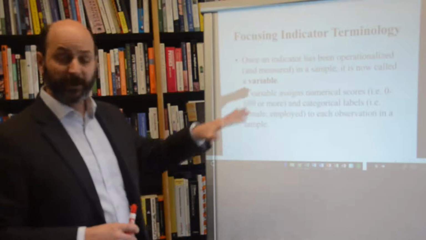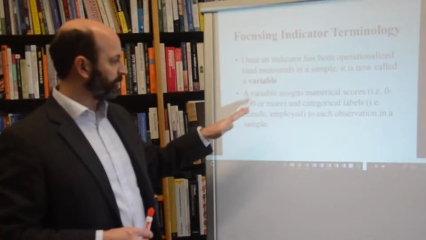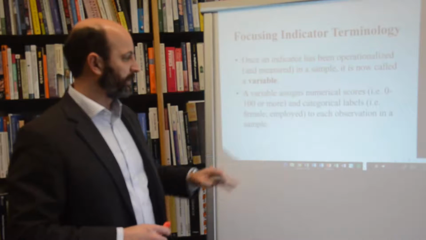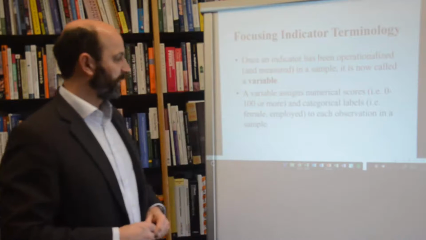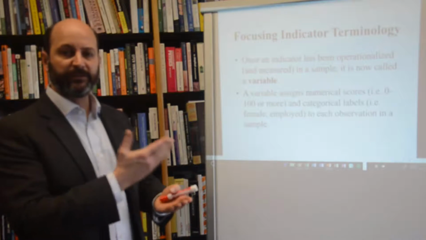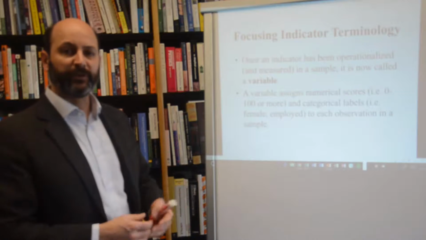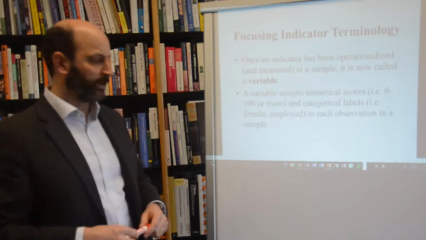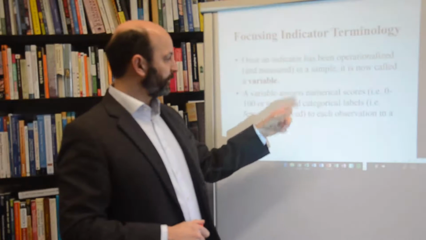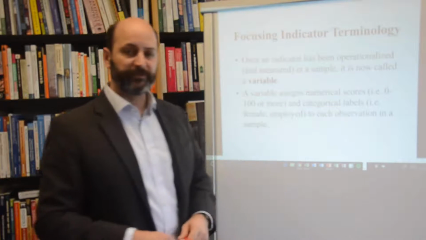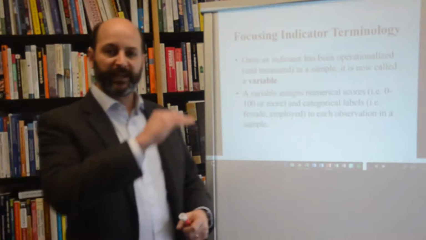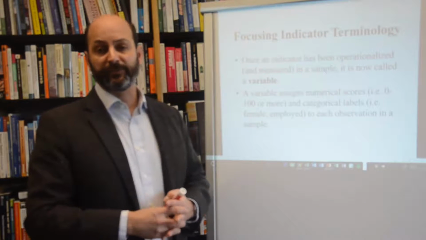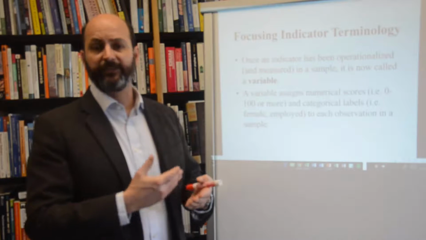A variable assigns numerical scores typically, for example, 0 to 100 or even more. It doesn't have to be between 0 and 100. And categorical labels. For example, you can use female, male, you can use employed, unemployed as well. Eventually, those will be turned into numbers as we do more and more analysis as well. And it assigns those measures to each observation in a sample. In the previous slide, each name would be an example of an observation. It just means the measuring of case by case is what it means.